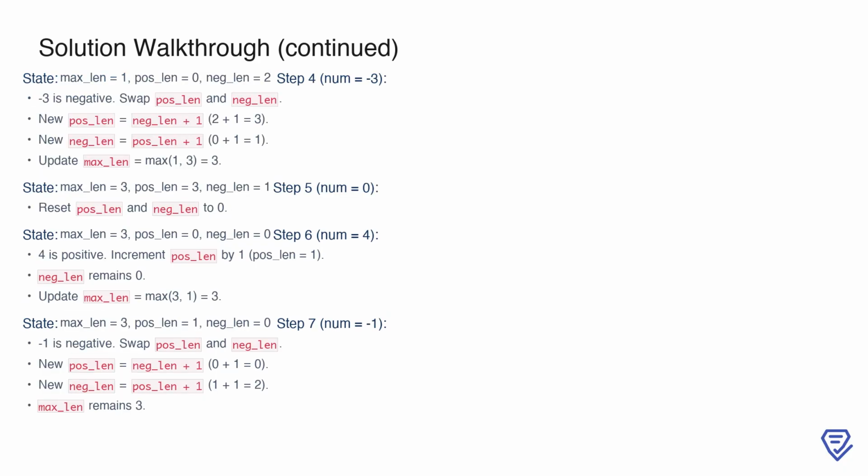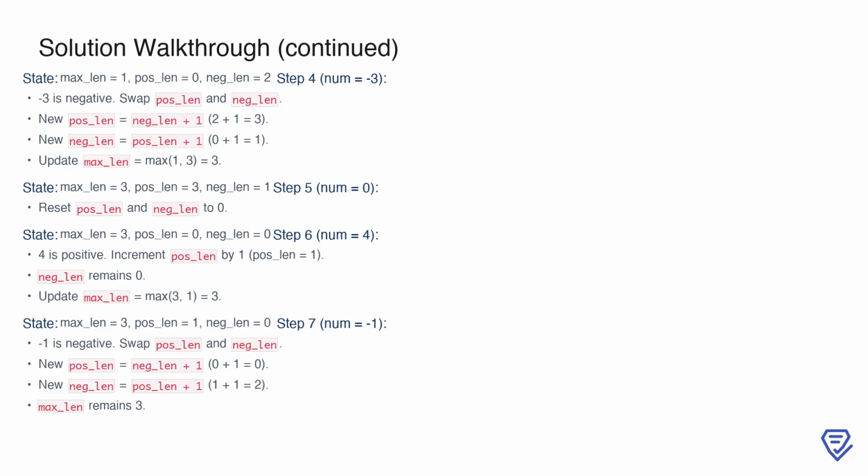Next, we process -3, another negative number. We swap pos_len and neg_len again. The new pos_len becomes the previous neg_len plus 1, which is 3, and the new neg_len becomes the previous pos_len plus 1, which is 1. Max_len is updated to 3, the maximum of its current value, 1, and the updated pos_len. For the next number, 0, we reset both pos_len and neg_len to 0.